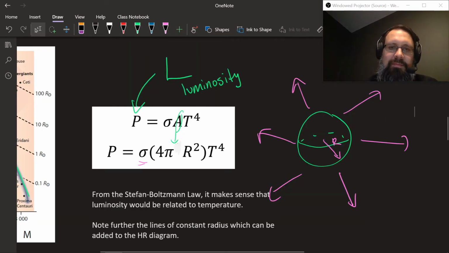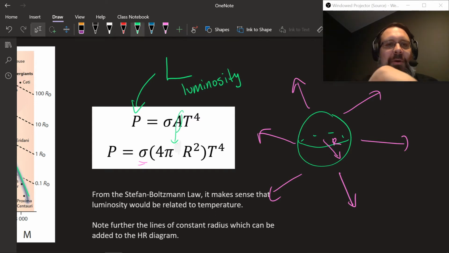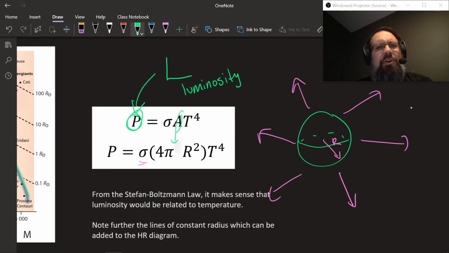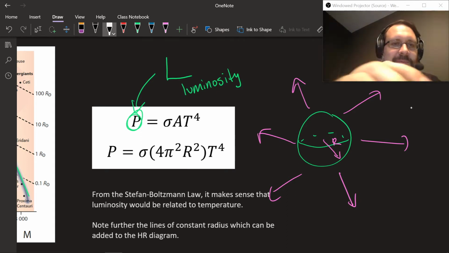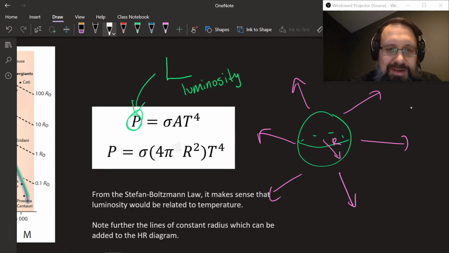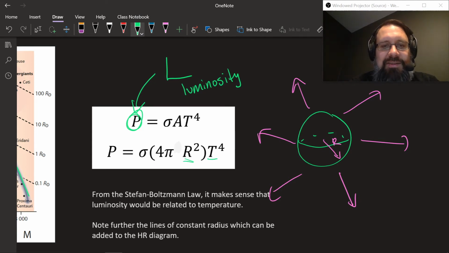There we go. All right, so remember that the power output of a star is called the luminosity of a star. So we don't use the word power anymore, we use the word luminosity. And so realize that there are two things that affect the luminosity of a star. Remember, this is my mistake. This shouldn't be squared up. There are two things that affect the luminosity of a star. There's the radius and there's the temperature.